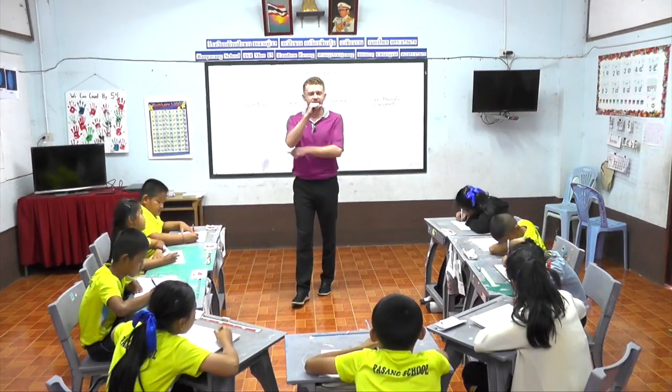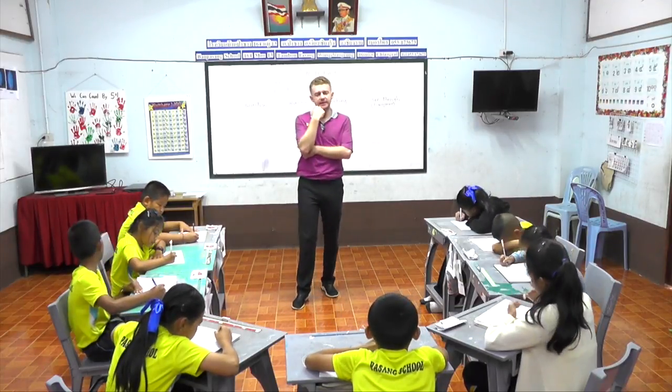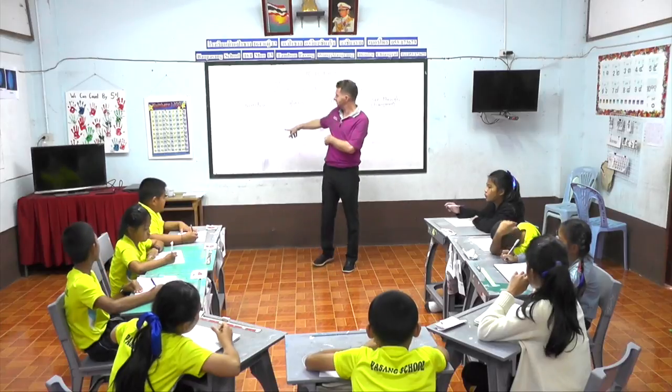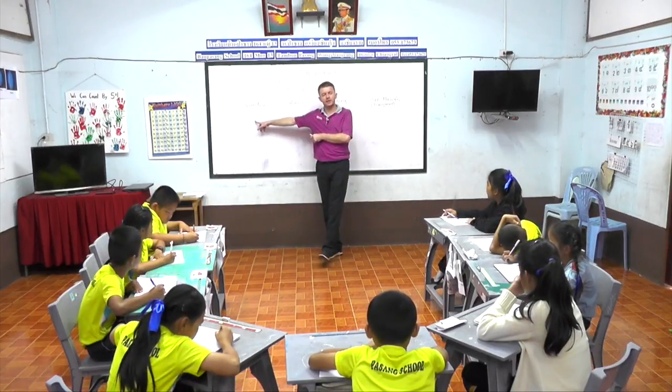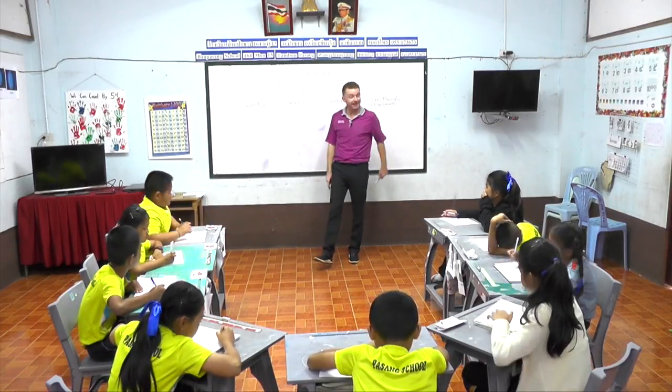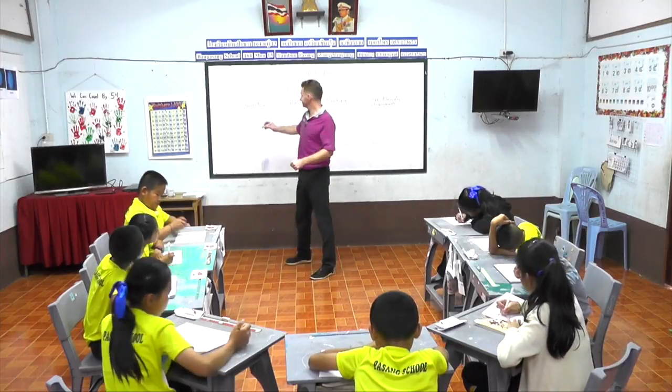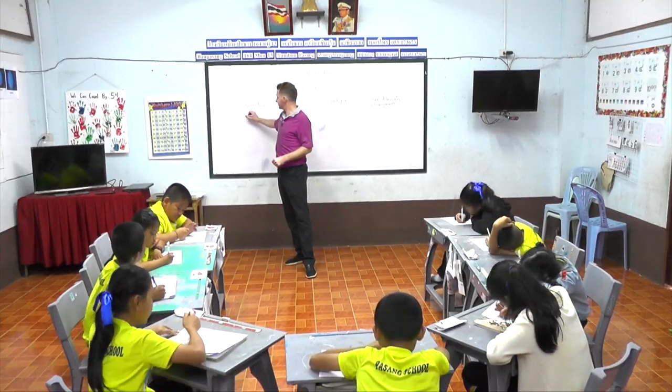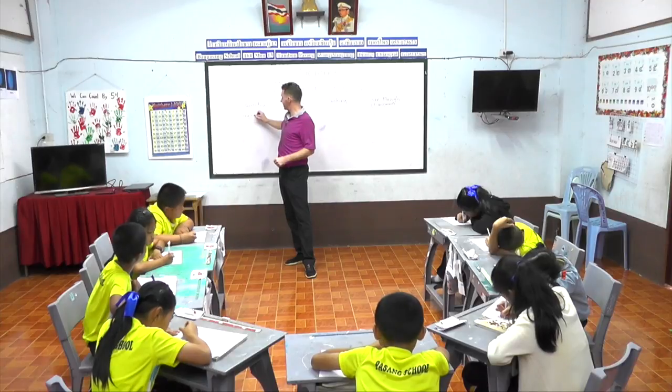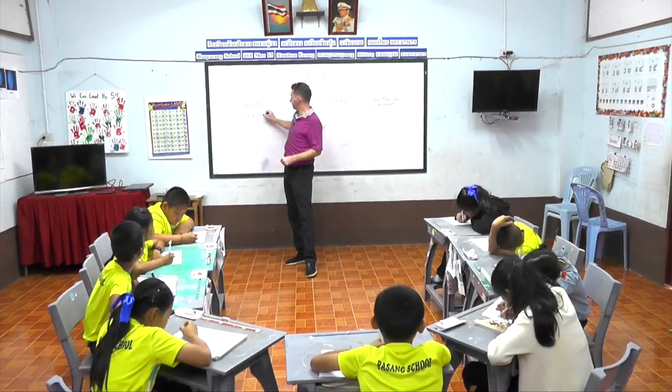Now, the next one, you have the use, cooking. So have a think. What object do we use for cooking? Frying pan. Frying pan. Excellent. F-R-Y-I-N-G. Pan.